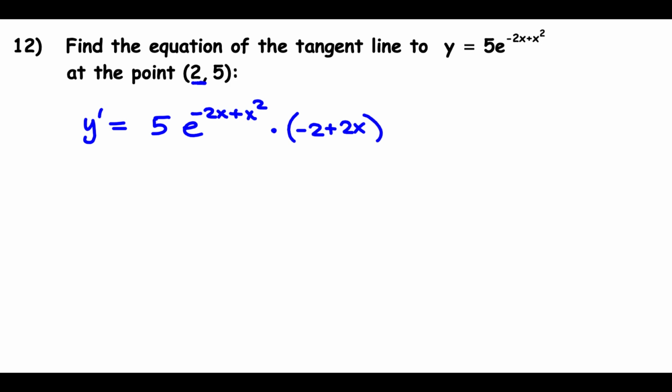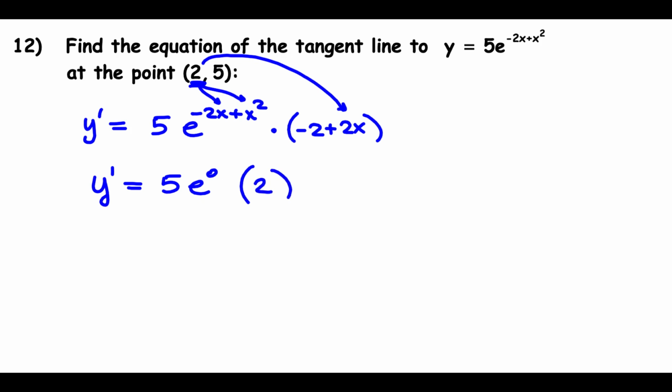X happens to be 2, and we plug the 2 in, some real nice things occur. We have 5e to the 0, because that's negative 4 plus 4. So that ends up just being 5. And when we plug the 2 in here, we get negative 2 plus 4. That'll be 2. So again, this is 1. So we have 5 times 1 times 2. That's going to be 10.